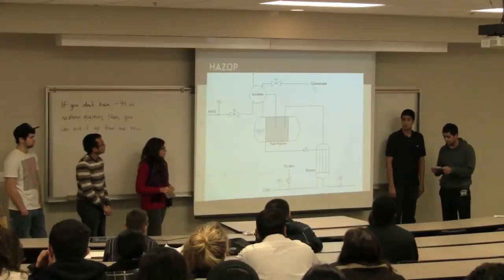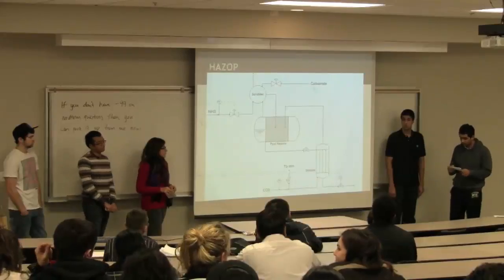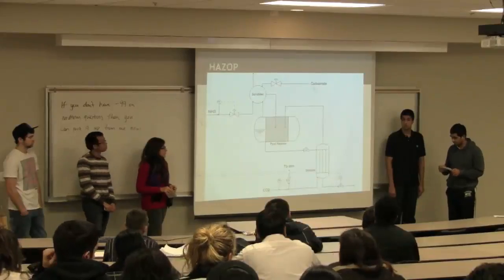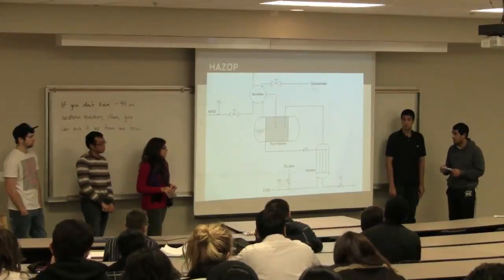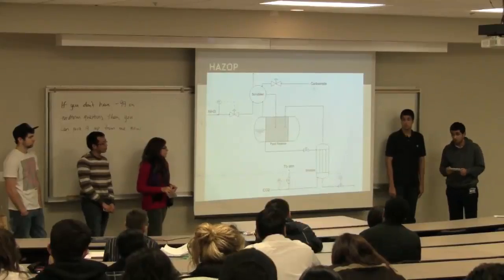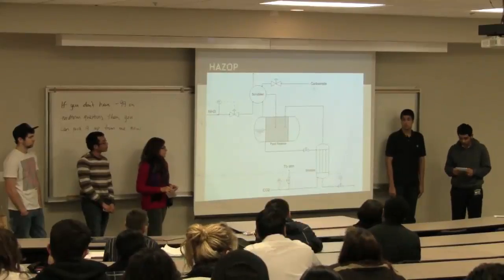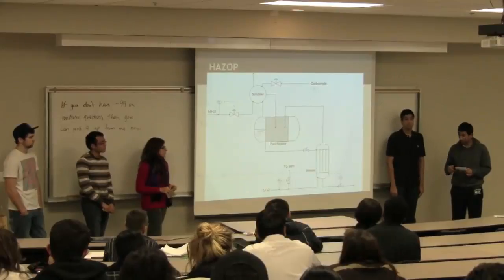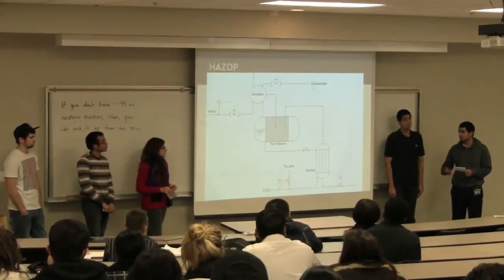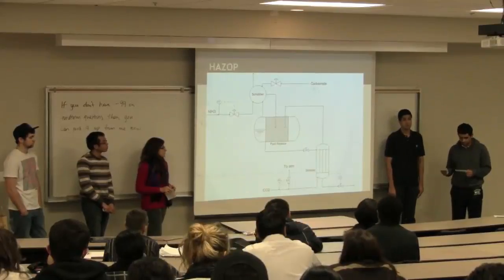For the last high temperature deviation, what we could do to correct it is install multiple temperature sensors and a high temperature alarm system. And similarly, for a low temperature, you can install multiple temperature sensors so you can read the temperature.